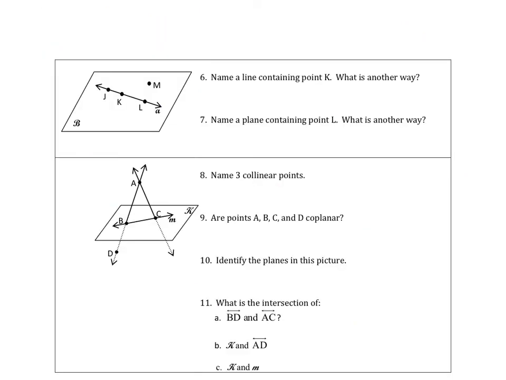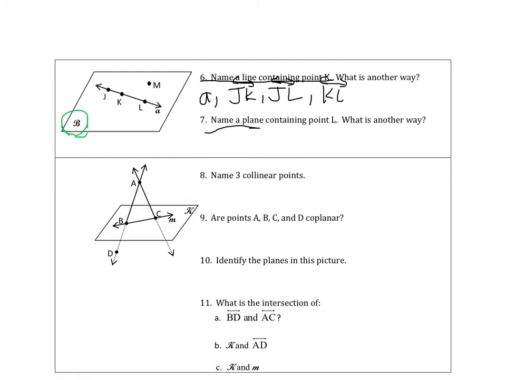So to finish up page 2, if you're looking at this situation here, you've got a plane. The name of the plane can be named by B, or it can be named by any three non-collinear letters. If I've got a line containing point K, that's right here, I can name that line A, or I can name that line JK. Haha, just kidding. I can name it JL. I can name it KL.